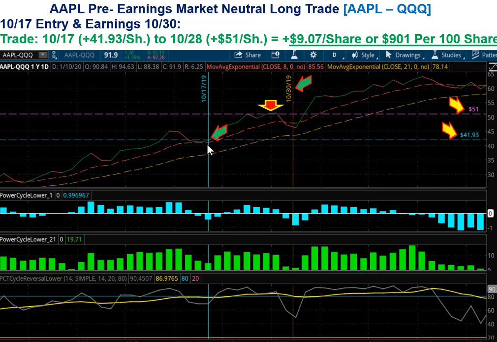At that point in time, on October 17th, Apple was trading at $41.93 per share over QQQ. Then on October 28th, before the earnings release, it was trading at $51 per share over. That's an increase of $9.07 per share. If you did this 100 by 100, that's about $900 or $901 per 100 shares of profit, or increase in that spread. You can do these with options using what we call a synthetic option structure. It gives you a lot of flexibility and a lot of different things you can do every earnings season. So embrace it, embrace the volatility.